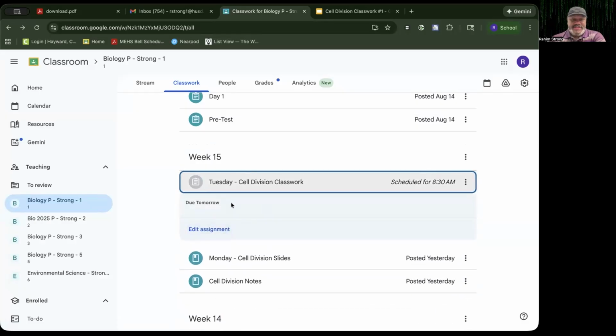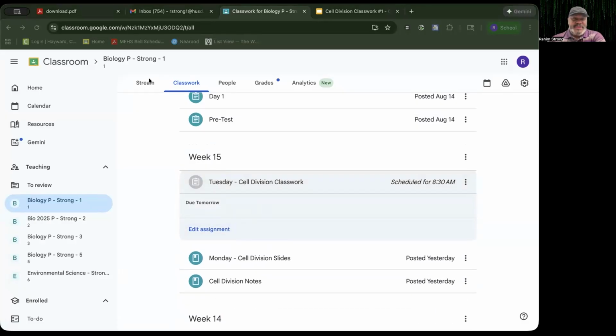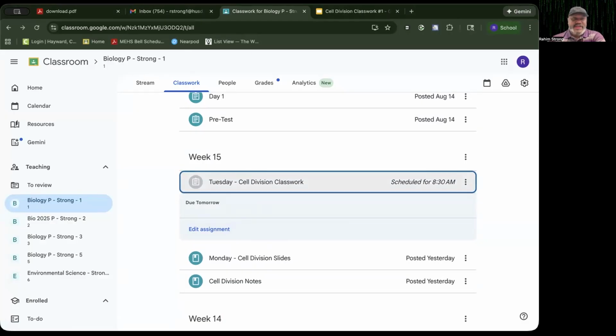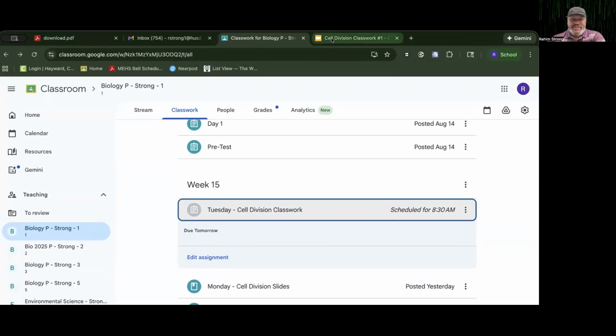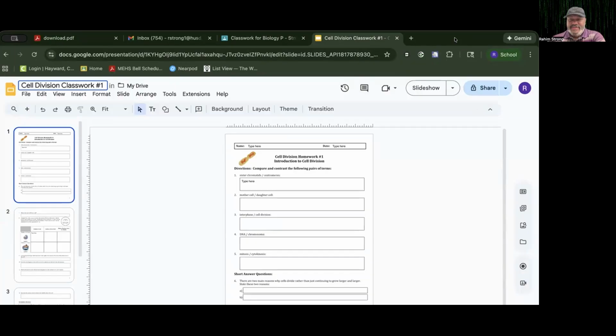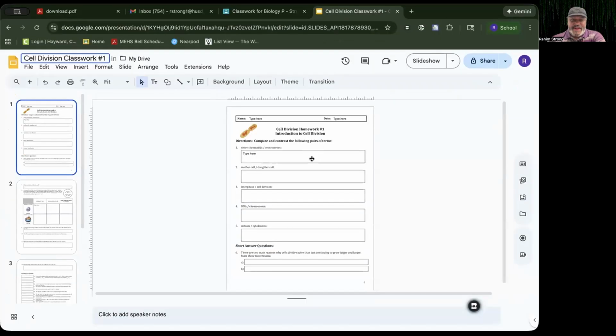Here's the assignment. I'm going to go ahead and open that up on my screen. Give me just a second. Let's see, where is it? It is right there. Okay, here we go. All right, let's zoom in.